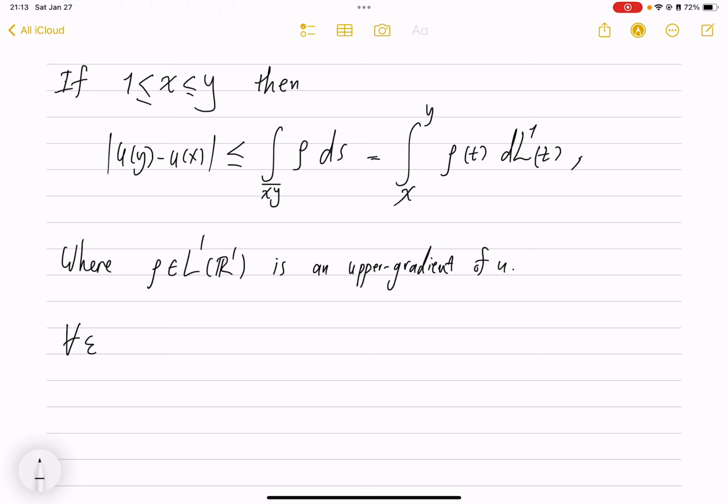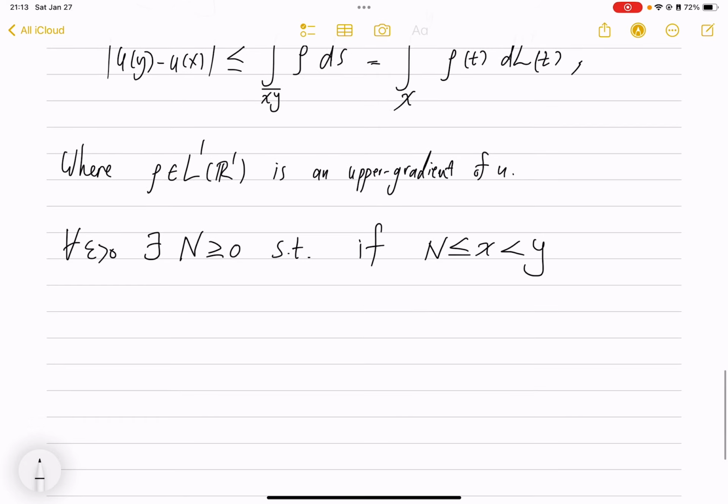For every epsilon positive, there exists some n such that if x is bigger than n and y is anything bigger than x, then the integral of rho, which is non-negative, remember, in L1, dt from x to y will be less than epsilon.